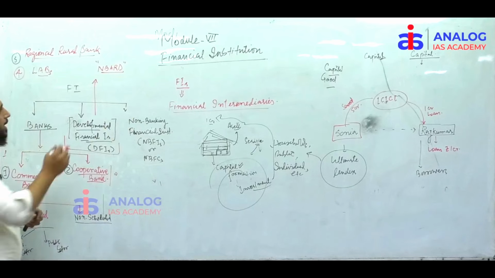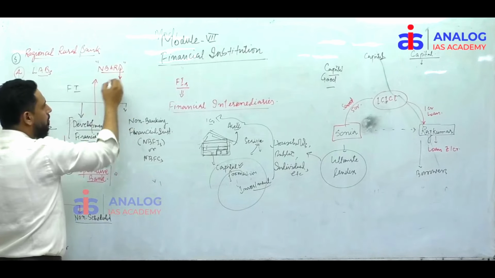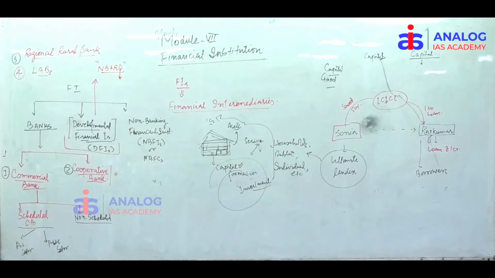National Bank for Agriculture and Rural Development. What does the D stand for? Development. So the purpose is to provide finance to agriculture. Not directly. It helps other financial institutions to finance the agriculture sector. So it acts as a guarantor. I'll tell you how NABARD actually works.